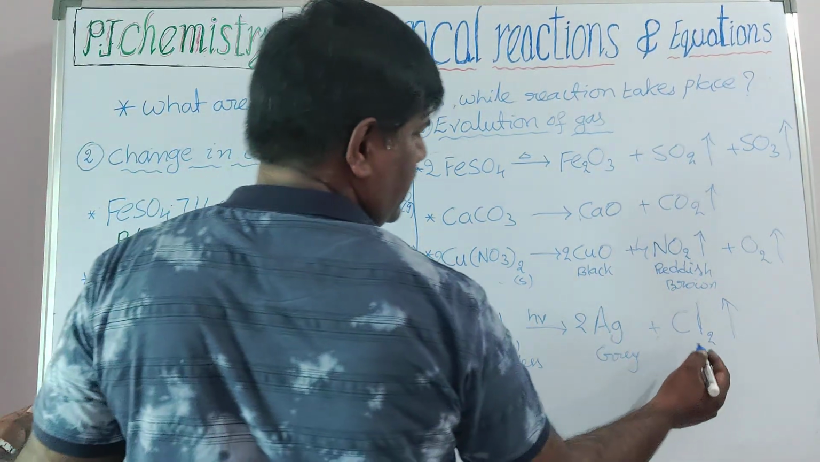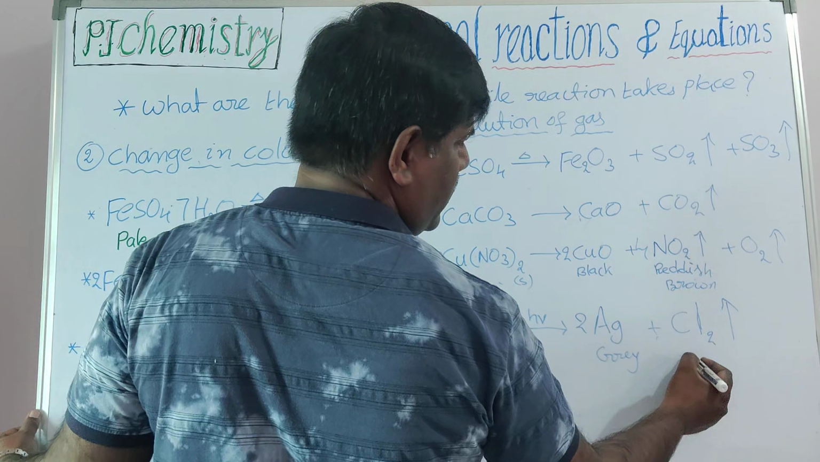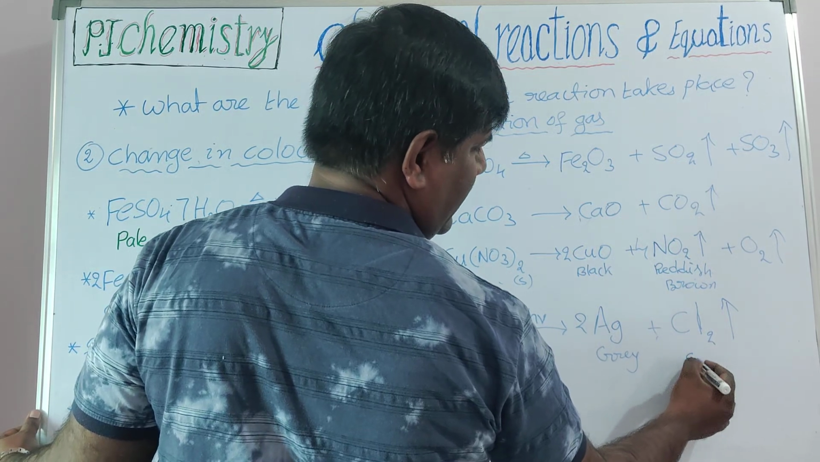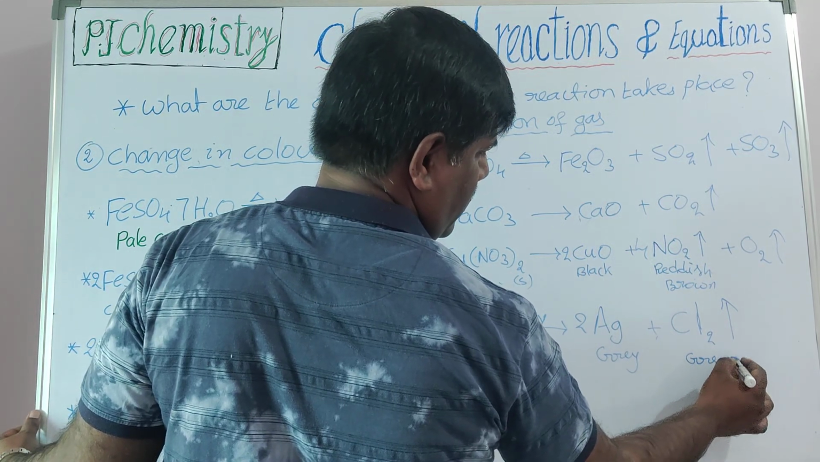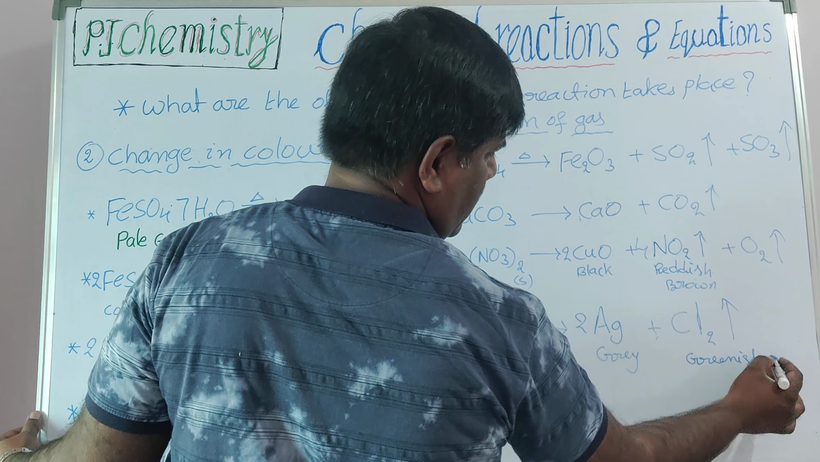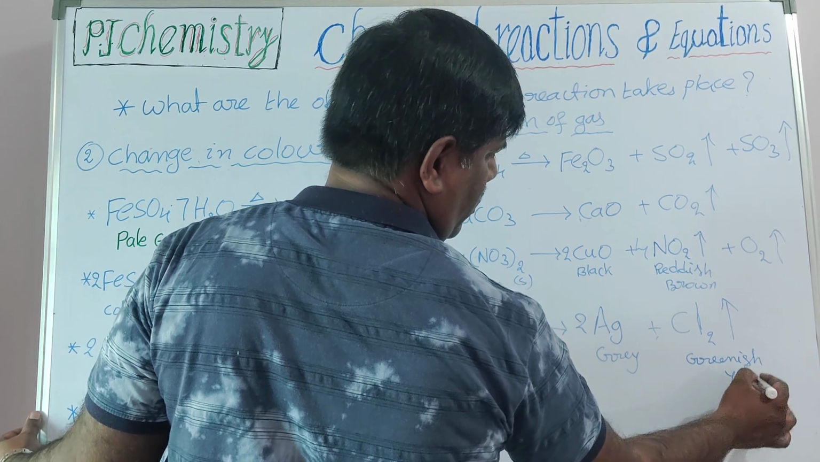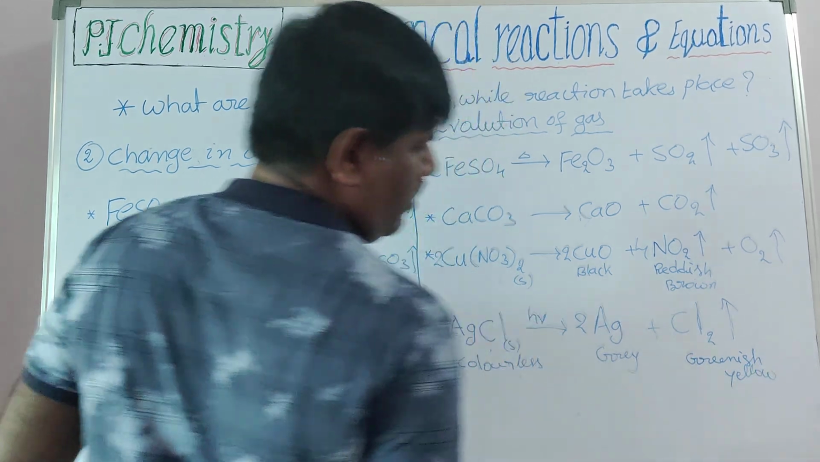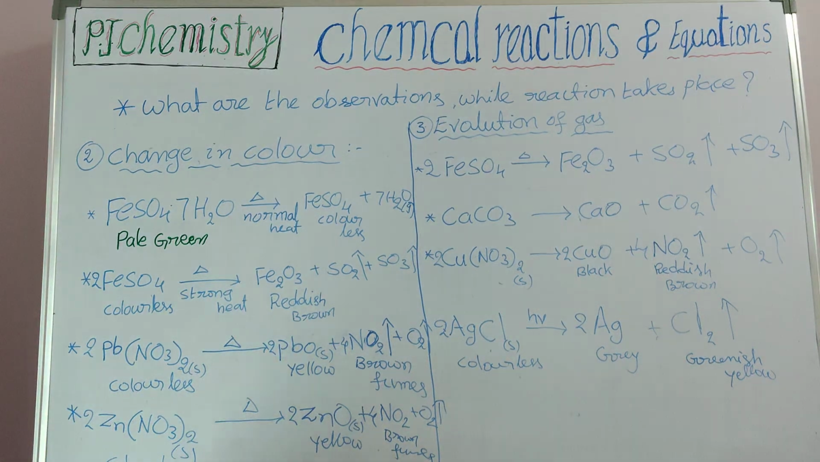This chlorine gas color is greenish yellow. Greenish yellow. Okay, like this.